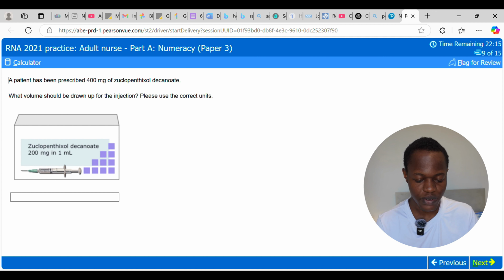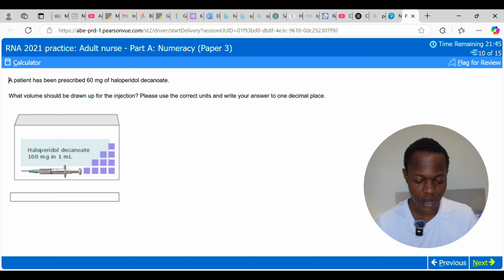A patient has been prescribed 400 milligram of zuclopentazole decanoate. What volume should be drawn up for the injection? Please use the correct units. We have 200 milligram in 1 ml, and we are to give 400 milligrams. So that's basically 2 of it, times 2. So we're giving 2 ml.